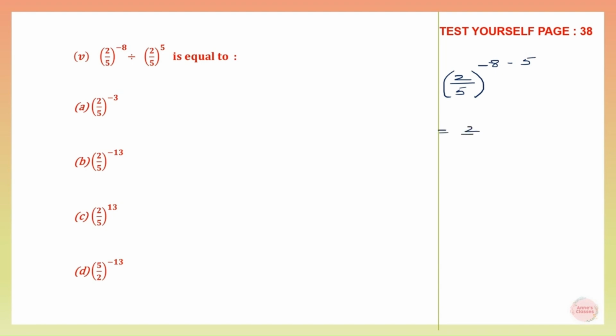So this becomes 2/5. Now this is raised to the power of minus 8 minus 5. Signs are the same. Put the same sign and add 8 plus 5 is 13. So it's raised to the power of minus 13. So look carefully. So here also we have minus 13. Here also we have minus 13. But the base is 2/5. So look for it carefully. So this is our answer. (2/5) raised to the power of minus 13.